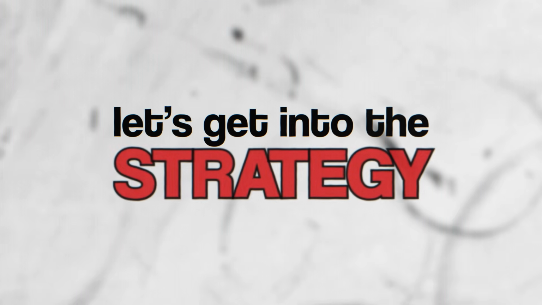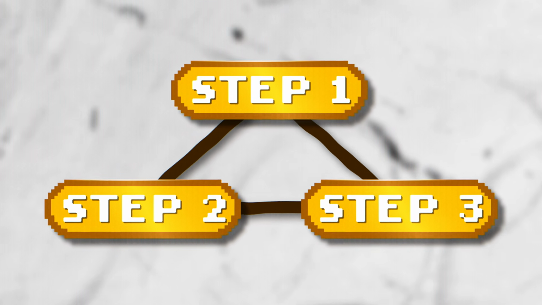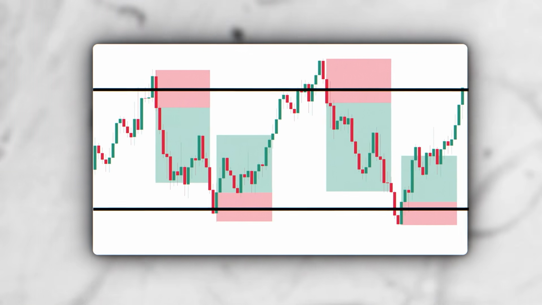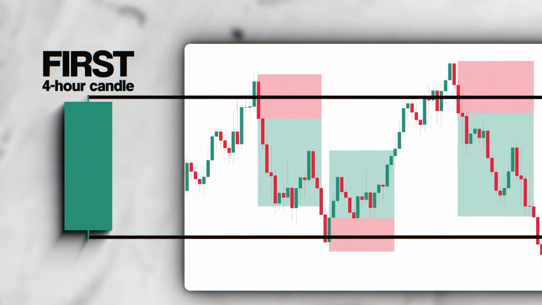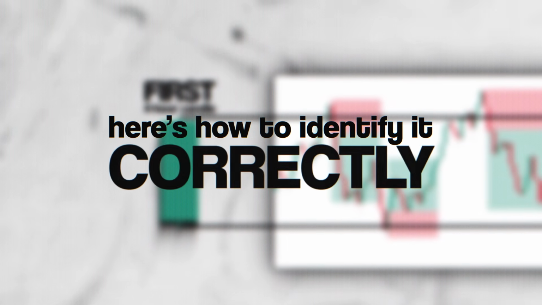Now let's get into the strategy. As I mentioned, this strategy has 3 steps. The first step is to define the trading range. This range will be used for trading throughout the day, and it's based on the first 4-hour candle of the day. Here is how to identify it correctly.